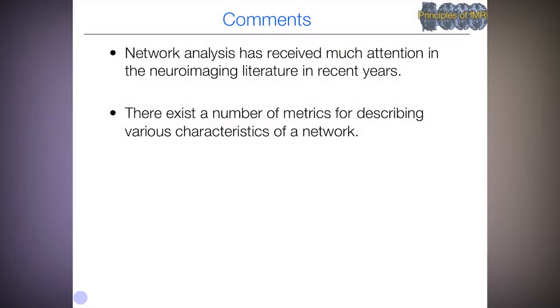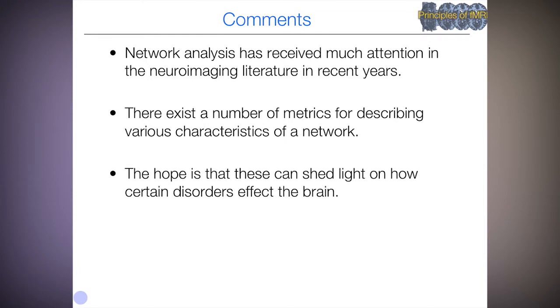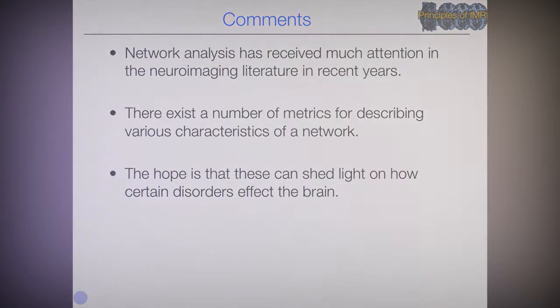Network analysis has received much attention in the neuroimaging literature in the past couple of years, and it's really one of the hottest areas of research at the moment. There exists a number of metrics for describing various characteristics of a network. We've only touched upon a couple of them just to give you a flavor for the type of analysis that one might do. And the hope is that this can shed light on how certain disorders affect the brain.